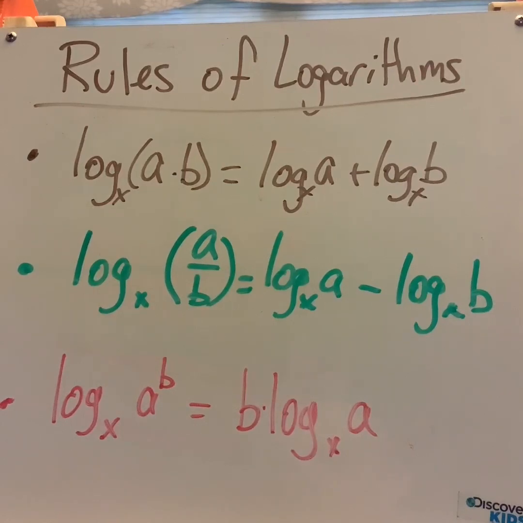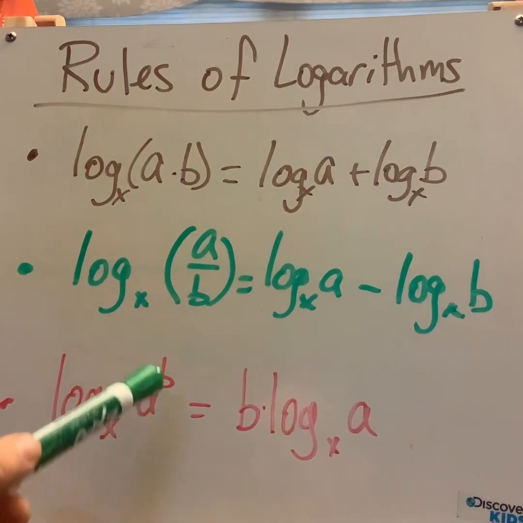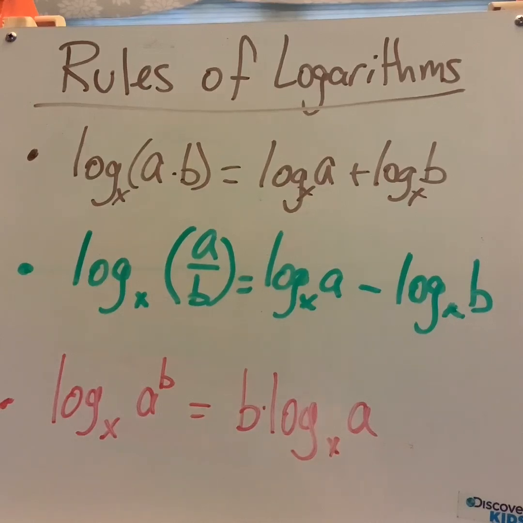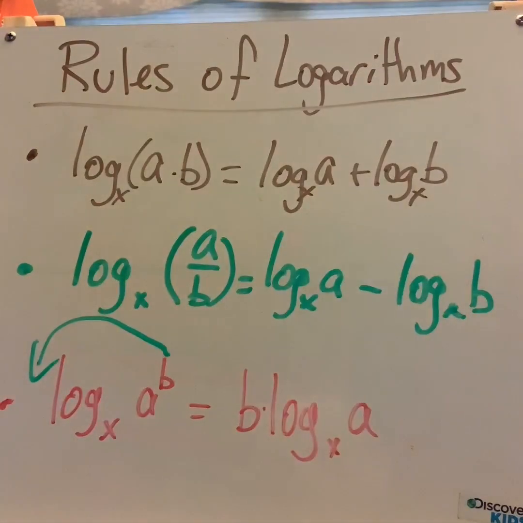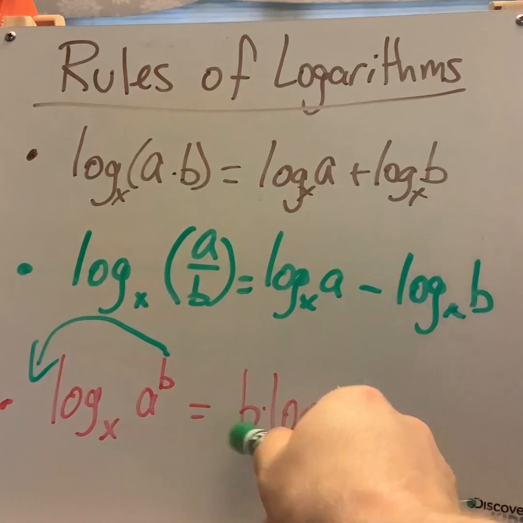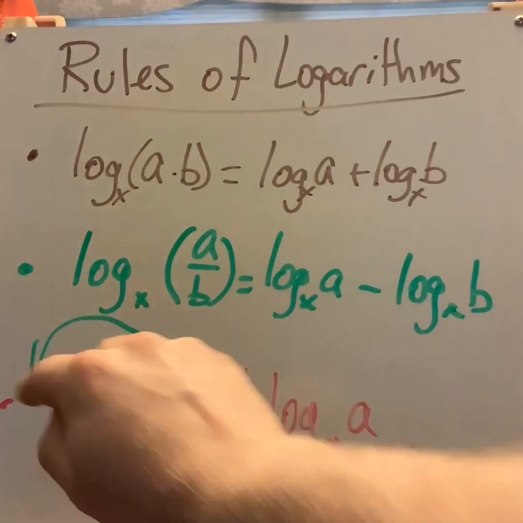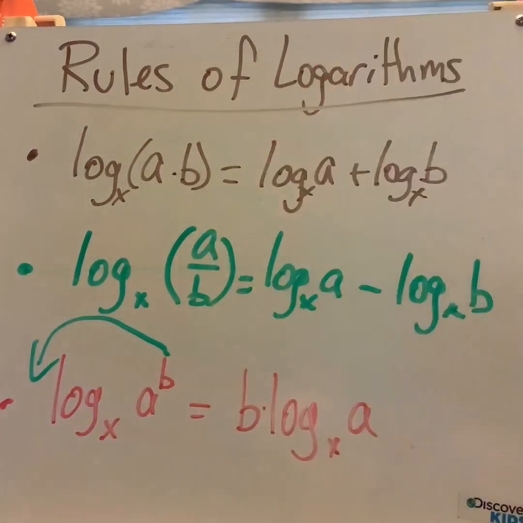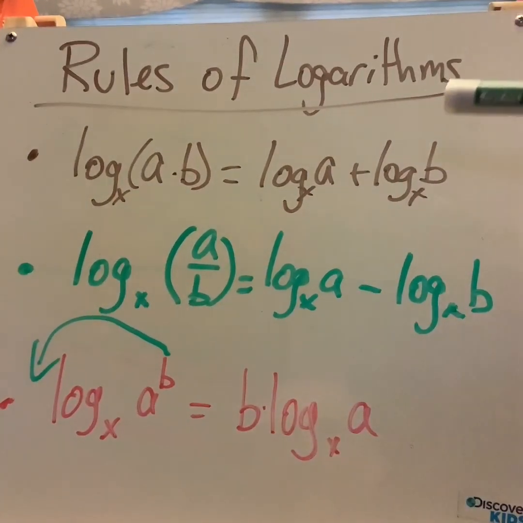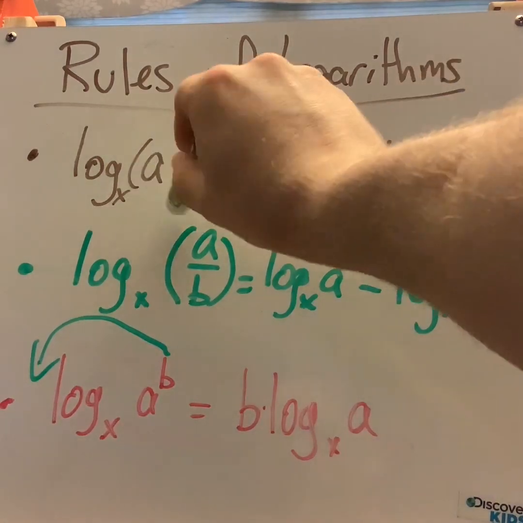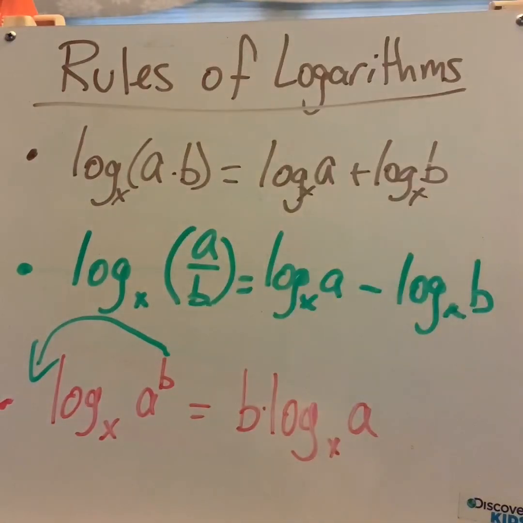And then our other one is we have the log base x of a to the power of b. Well, what happens when we have an exponent raised to an exponent? We multiply them. So for this one, our exponent of b is going to kick out to the front and become b times, because that's the exponent, b times the log base x of a. There's our power rule. We have the product rule up top, because we're multiplying, the quotient rule in the middle, because we're dividing, and our power rule at the bottom. That's it. Those are our 3 rules of logarithms.